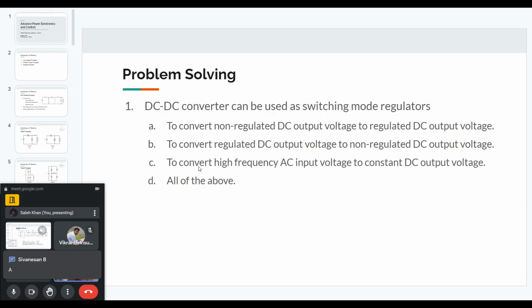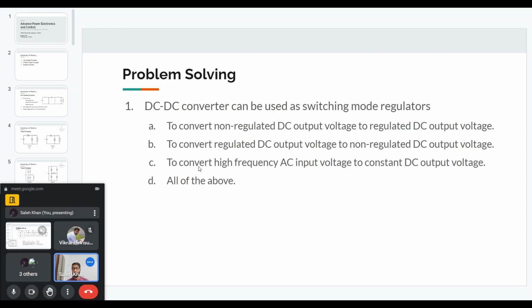Yes, so it is quite simple. The reason why we use DC-DC converters is that we have a DC voltage and we want another DC voltage. But the first DC voltage is not at the level of our requirement. For example, we have 50 volts but we want 10 volts. So that is one option. Another option is, let's say we have 10 volts, but it is not fixed, it is varying, and we want regulated 10 volts at the output.